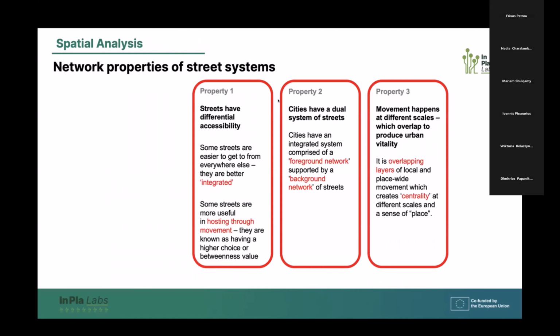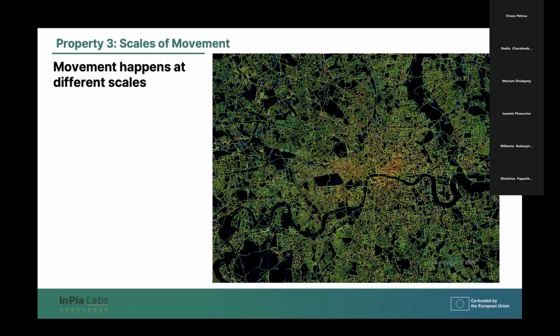And now finally, the third property is that movement happens at different scales. We measure movement at different radii. For example, we might go to the most accessible streets within a 400-meter radius to buy our coffee, or within a 2-kilometer radius to access our place of work. Some streets are more likely to be accessed for local trips, while other streets are more important for citywide movement. But then you often get places where there is an overlap between both local and citywide movement, and this becomes the natural centers with a high sense of place.